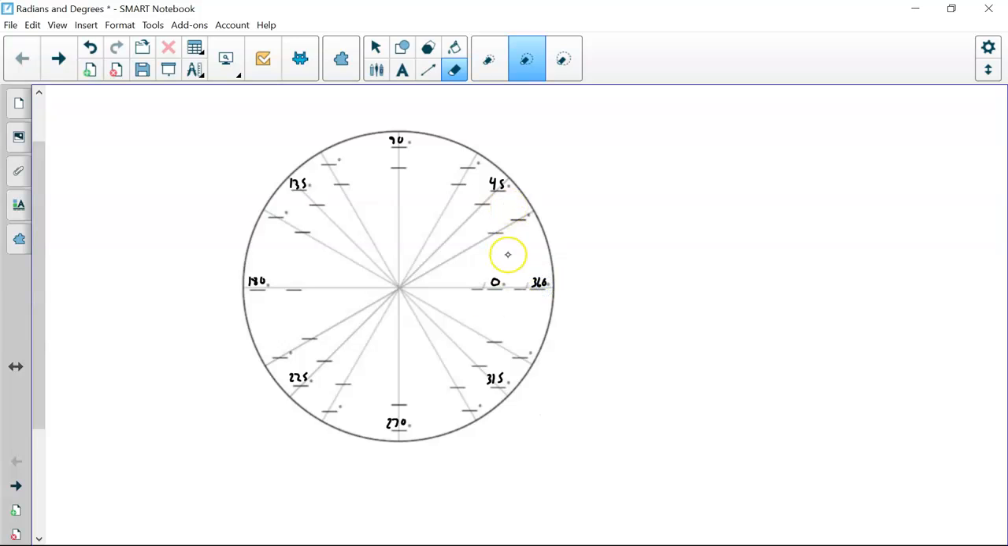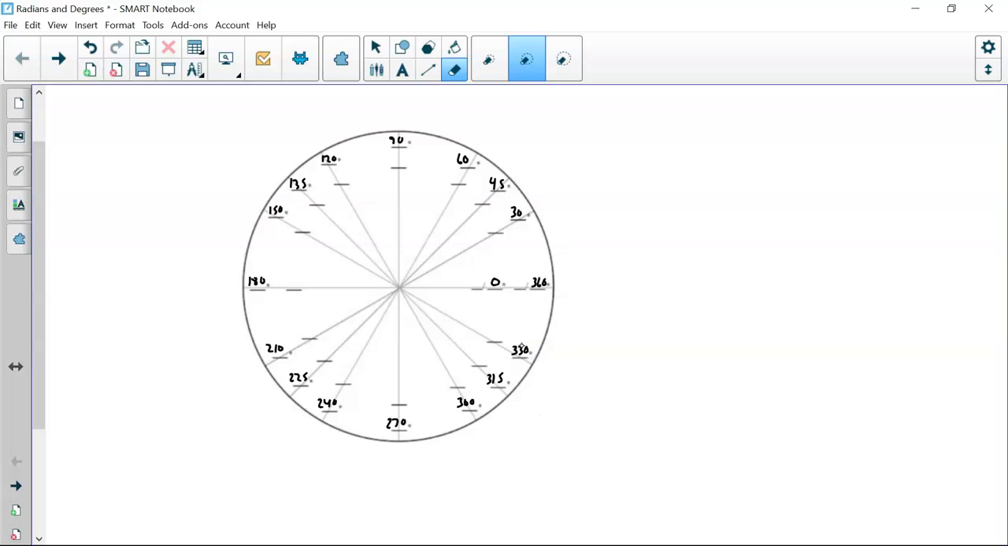Then we can just add our 30. So 0 plus 30 is 30, and then we're at 60, 90. Then we're at 120, 150. 180 plus 30 is 210. 210 plus 30 is 240. Then we're at 270, 300, and 330. So I fill in my degrees first.